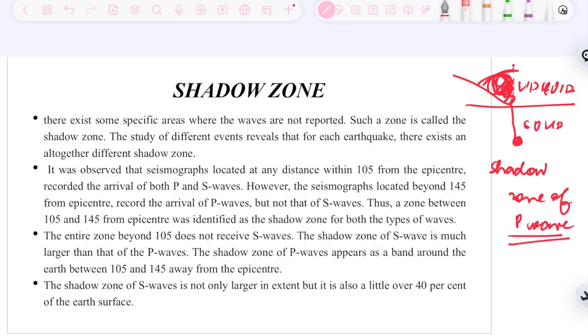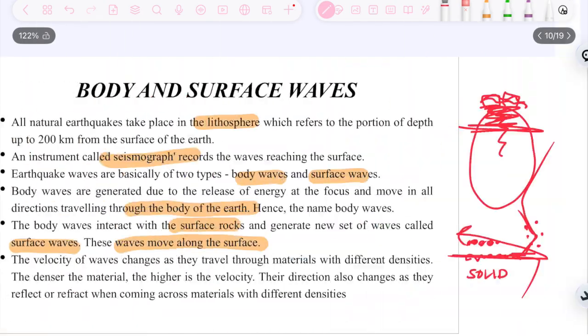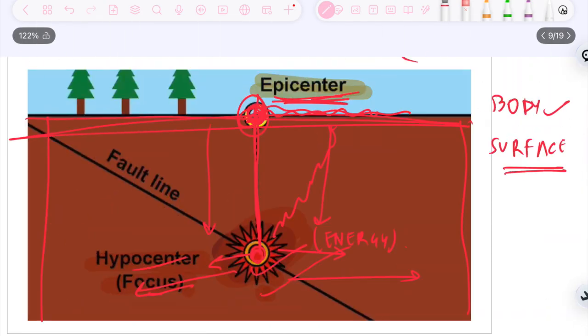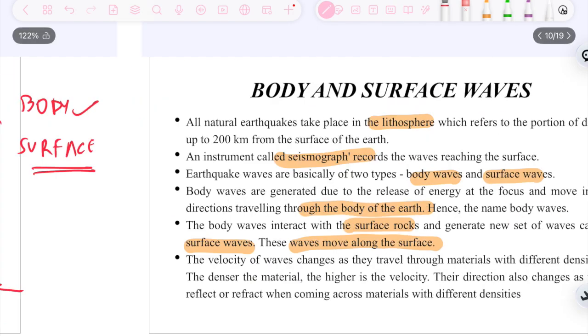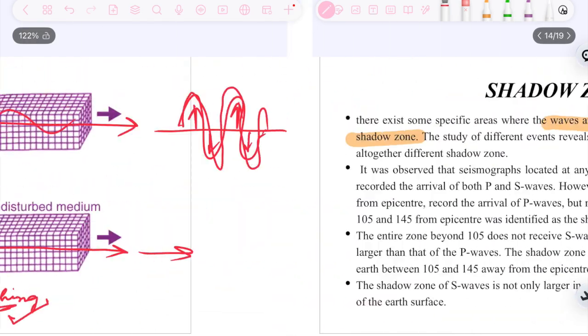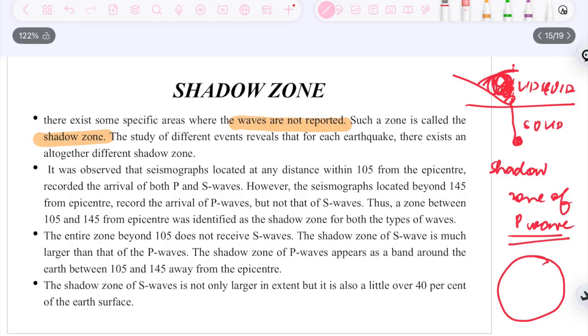This is the simple concept of shadow zone. So let's try to understand that there exist some specific areas where waves are not reported. Such a zone is called a shadow zone. The study of different events reveals that for each earthquake, there exists an altogether different shadow zone. Now every earthquake in the world does not have the same epicenter. The shadow zone will be relative to the epicenter, or the focus. We have understood that the point from where the energy is released is called the hypocenter. So the P wave and S wave shadow zone will depend upon the hypocenter.